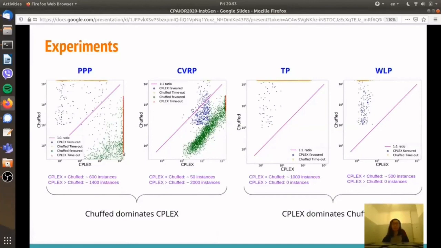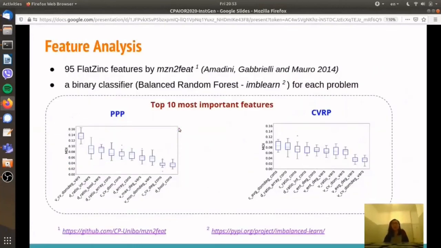For the first two problems, where we do find discriminating instances for both solvers, we also do some feature analysis on the generated instances. So the aim of this analysis is to see if there are any important features that can determine which solver will win.